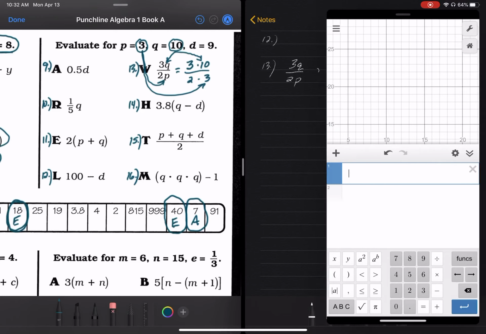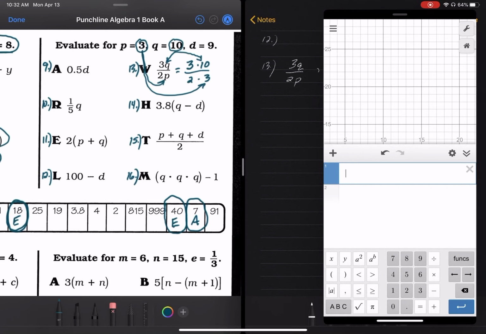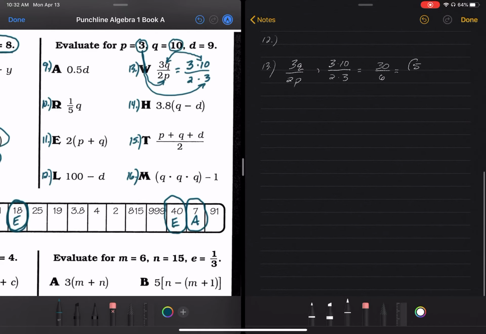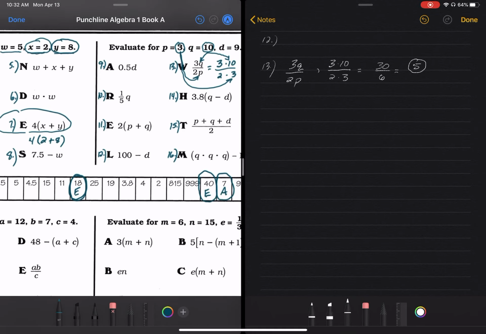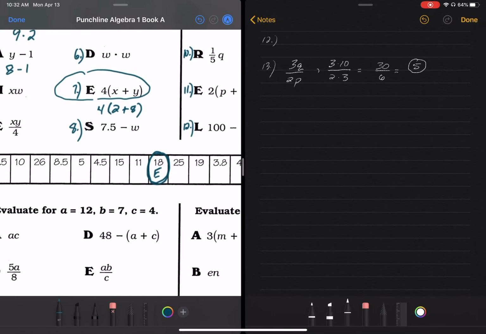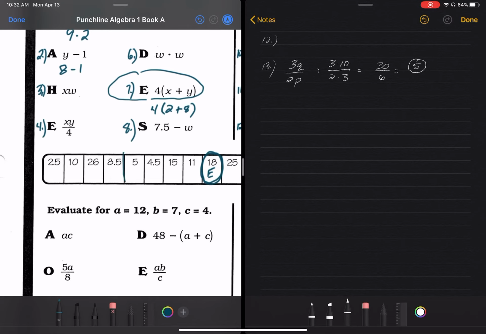5. If you need to use a calculator, please use a calculator. I'm going to show you on Desmos. So 30 divided by 6, we see is 5. So 5. Cool. 5. Was 5 one of the answers down there? Yep, right there. 5. That was number 13. That's a W, so 5. And that is W. Okay?